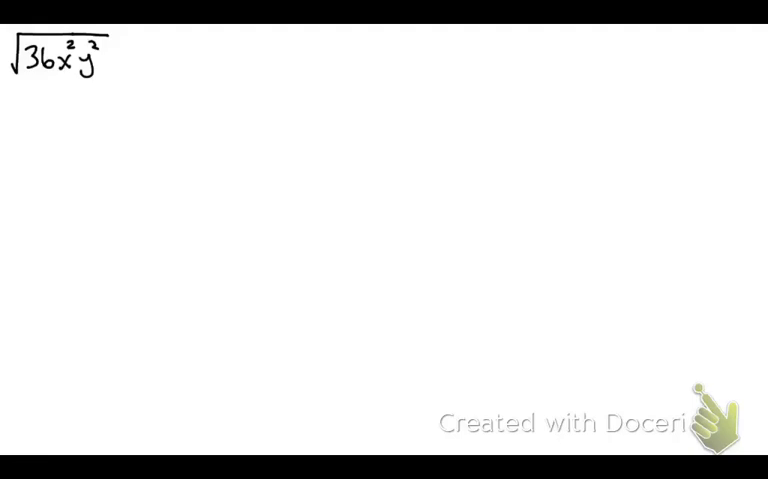This final video simply takes everything we've been talking about and takes it one step further. Let's consider the square root of 36x squared y squared. Well, we know that 36 is 6 squared. So we have 6 squared x squared y squared, which means our final result is 6xy.